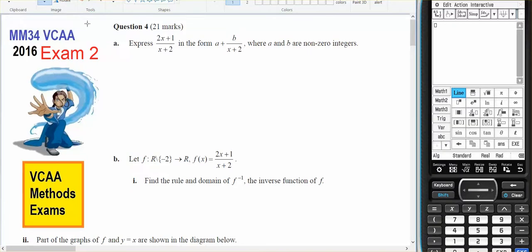This is for Year 12 Methods. It comes out of the 2016 VCAA exam 2, question number 4. It's about a hyperbola, so I need to express this in terms of this form.